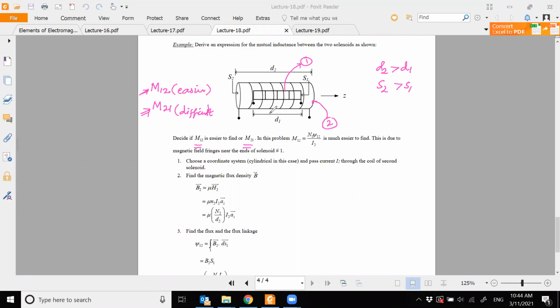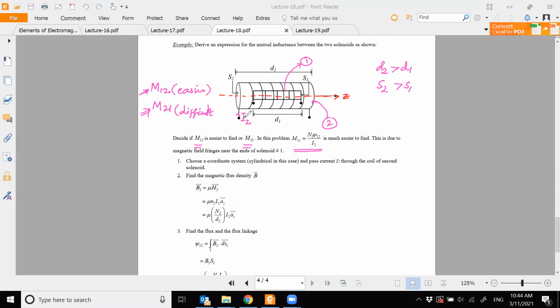That is, finding the flux in the first loop due to the current passing in the second loop is much easier. So therefore, we are going to use M12 as N1 psi12 over I2. That means I'm now going to pass the current I2 in my second loop. So first identify the coordinate system. Again, it's a solenoid, so it is easy. I can make the center my Z axis. So therefore, this will be rho.